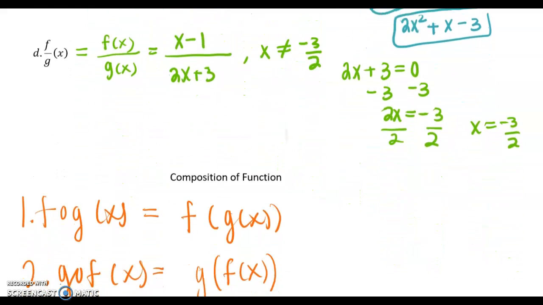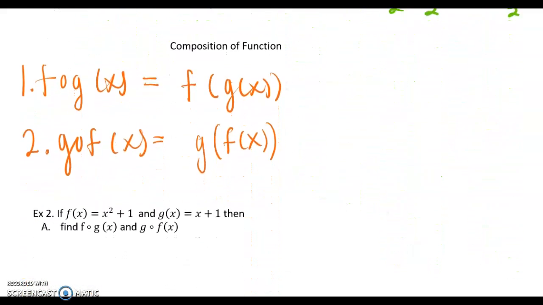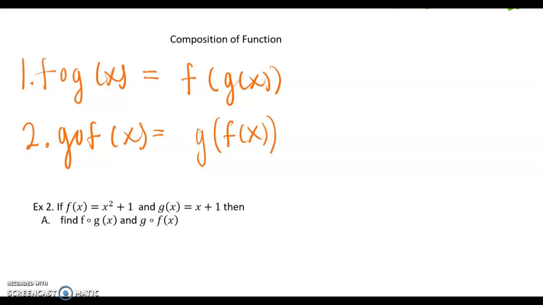Alright, and next we're going to do compositions. These usually tend to be a little bit tricky. So the first one is f of g of x. It means that we are going to be substituting g of x for x. And then g of f is we're going to be substituting f of x wherever we see an x. So if f of x is equal to x squared plus 1 and g of x is equal to x plus 1, we want to find f of g and g of f.